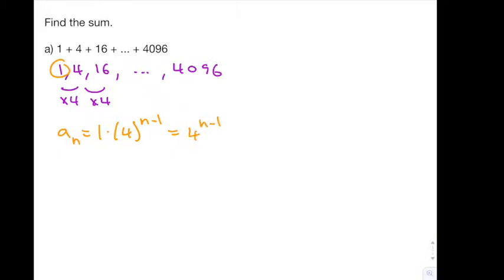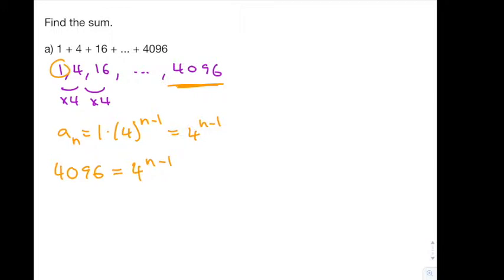Now, for us to be able to sum this up using our partial sum formula, we have to know what number term 4096 is. So we know that it's some nth term, which means that we're going to have to solve for what n is. So let's plug all this in. We've got 4096 equals 4 to the n minus 1. We don't know what n is. We're trying to solve for n.